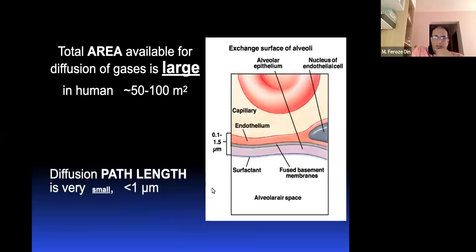This is a diagrammatic look at the distance where diffusion takes place at the alveoli. If this is the alveolar side and this is the capillary side, we shall look at this a bit later on, the so-called blood gas barrier, BGB. And the distance is 1 micron or even less, when you find that the basement membranes of the capillaries and the alveoli are actually fused, making that extremely thin.